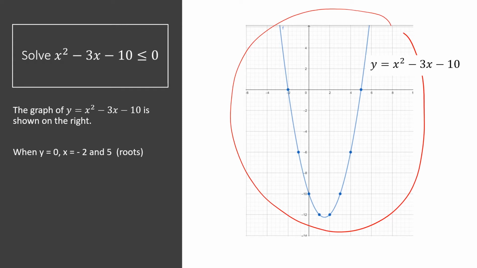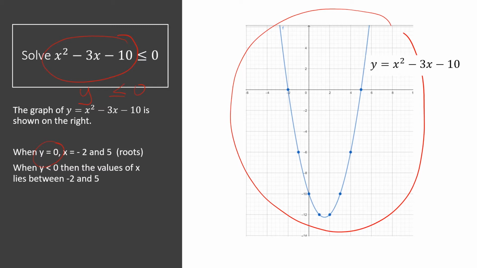Now when y equals 0, as in when x squared minus 3x minus 10 equals 0, x has the values of -2 and 5. We see that here. So that is when it is equal. Now what happens when it is less than 0, which is what our inequality is asking us? Remember, this is y, so now we have to find out when y is less than, because we already found when it is equal to.